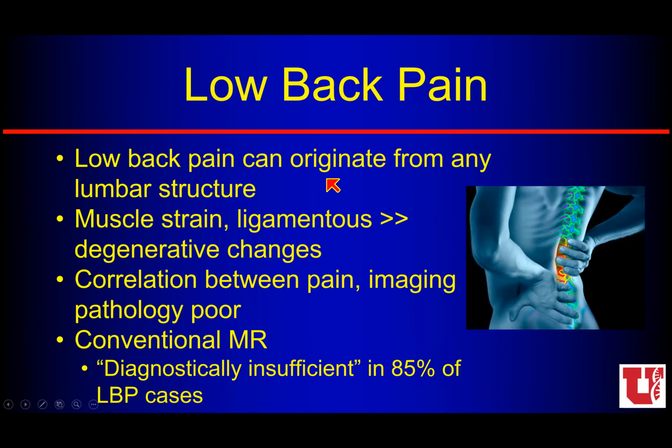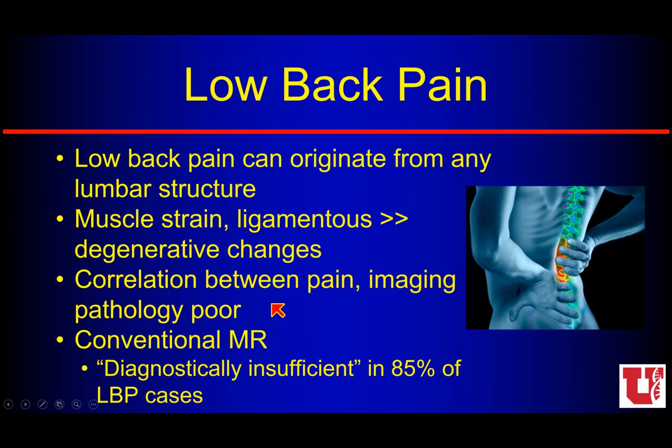Now, we know that low back pain can originate from any of the lumbar structures. So it can have muscular strain, ligamentous stuff may cause low back pain much more than degenerative changes that we see. So this is a big deal. A majority of low back pain is not something that we think about as imaging on cross-sectional imaging. A lot of it is from muscle strain or ligamentous injury. We see that a lot more than degenerative changes as a cause for low back pain.